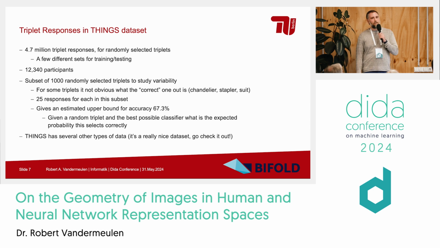And Things has a lot of other types of data. So there are recordings, like EKG or ECG recordings, and various other things, all going towards this idea of making a nice data set for cognitive science. So check it out. It's at thingsinitiative.org.